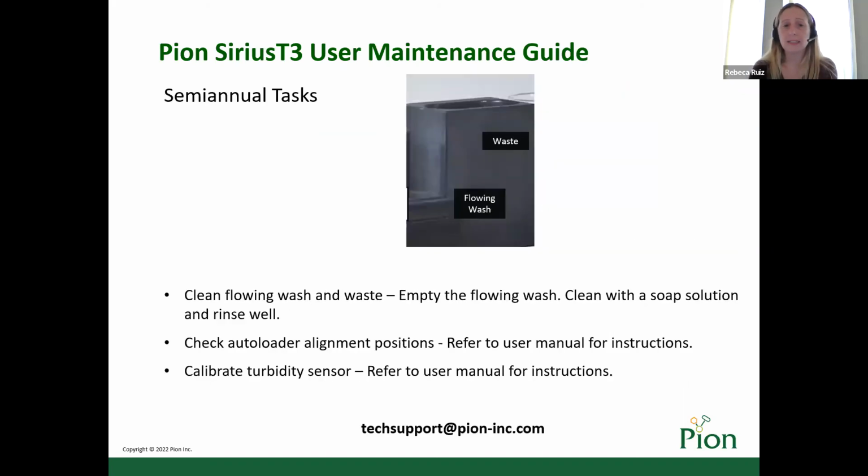For the semi-annual tasks, we have to clean the flowing wash and waste, and especially the flowing wash, as bacterial growth can appear over time. You need to check the autoloader alignment positions, and if you notice that the autoloader is starting to lose the alignment position, please contact Pion. Calibrate the turbidity sensor. If you are using the turbidity sensor and it needs to be calibrated, please contact Pion as well.